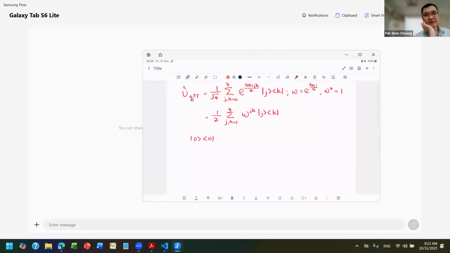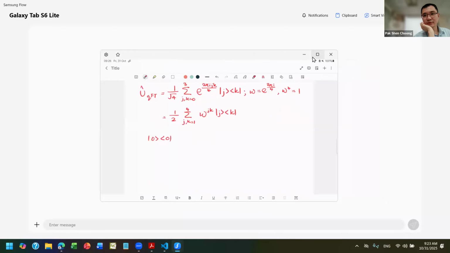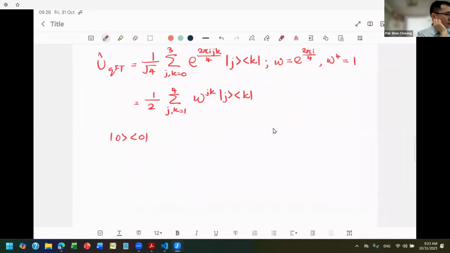So this is a given equation. Sorry, let me zoom in. So this is a given equation. So I substituted n equal to 4. Basically, this is equal to 2 to the power of n. Sorry, the example that I mentioned is that the small n equals 2. So the capital N will be equal to 4. So this is 1 over square root of N. So it's 1 over square root 4.